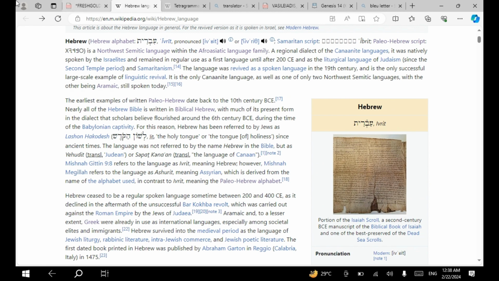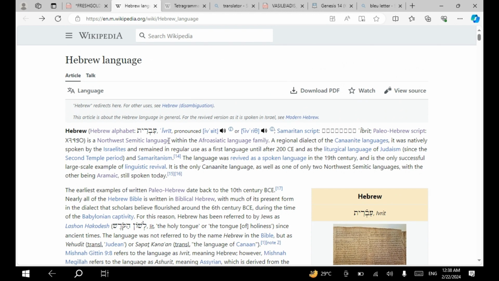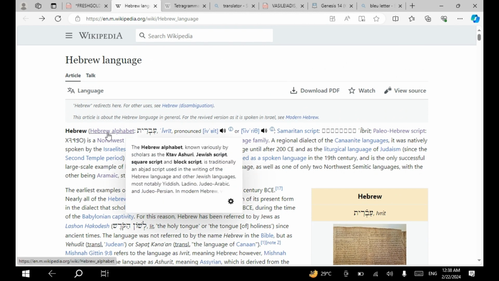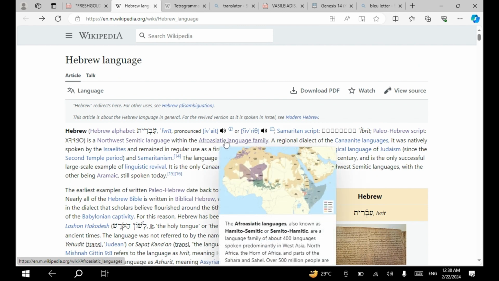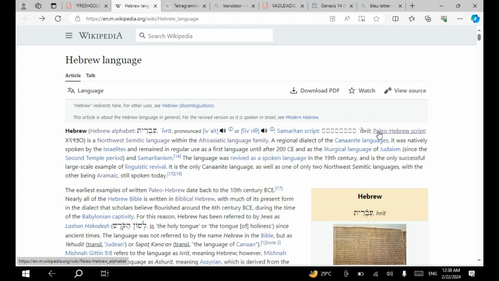Isn't that Hebrew? I'm bringing you back. Hebrew is a Northwest Semitic language within the Afro-Asiatic language family. Are you seeing it? And I have proof to show you that Hebrew is claiming to be Peleo-Aramaic, right? I'm gonna show you what I'm saying.